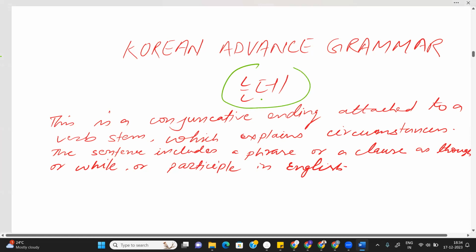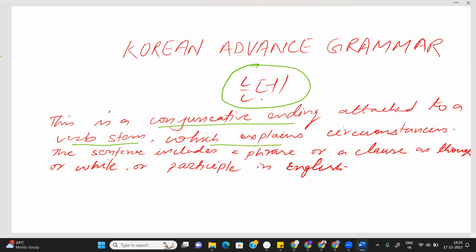Today's grammar is "-nande". Okay, the basic meaning is like a phrase or clause. This is a conjugative ending attached to a verb stem which explains circumstances. The sentence includes a phrase or a clause such as "though", "while" or a participle in English. Let's understand this with the help of some examples, how this grammar is used while making sentences.